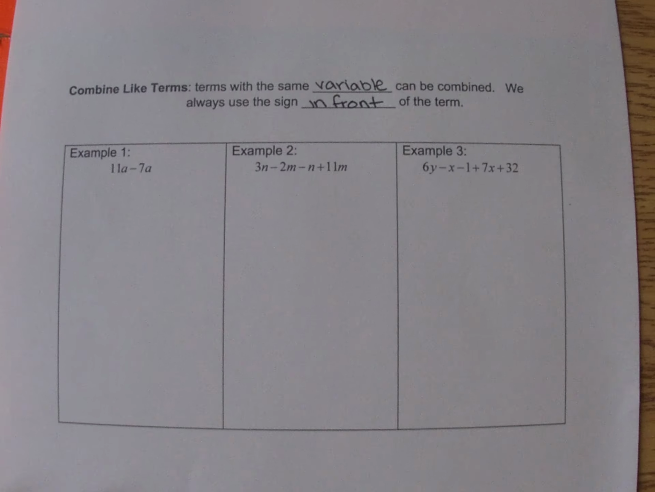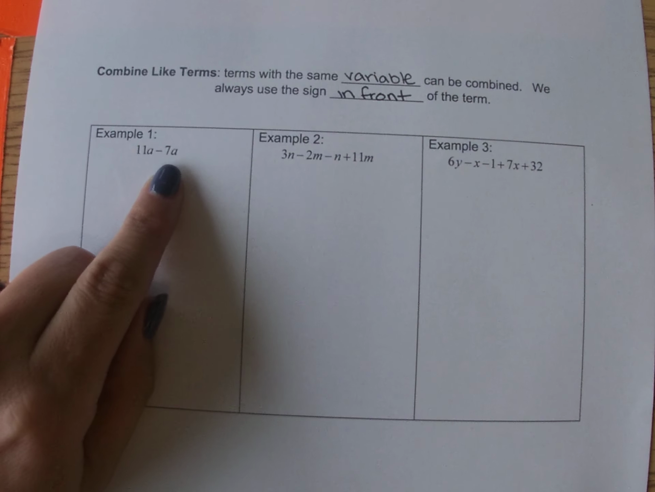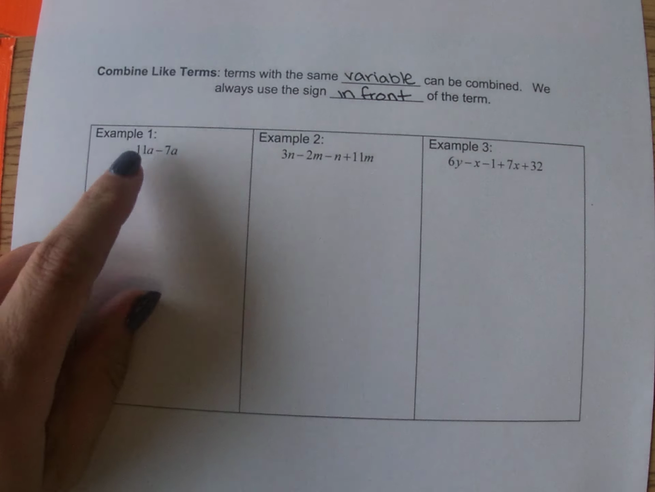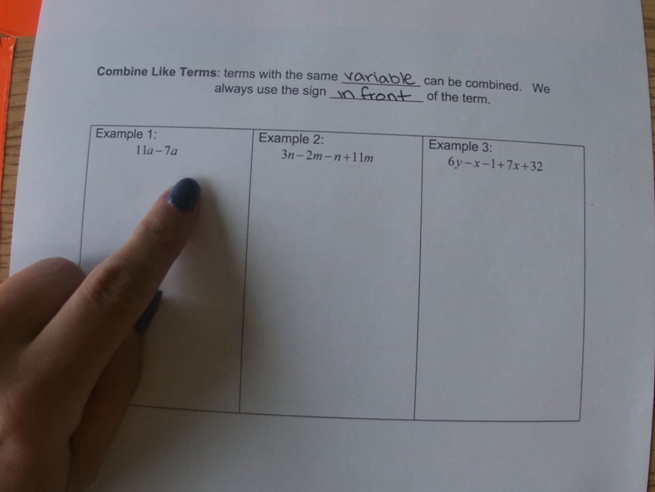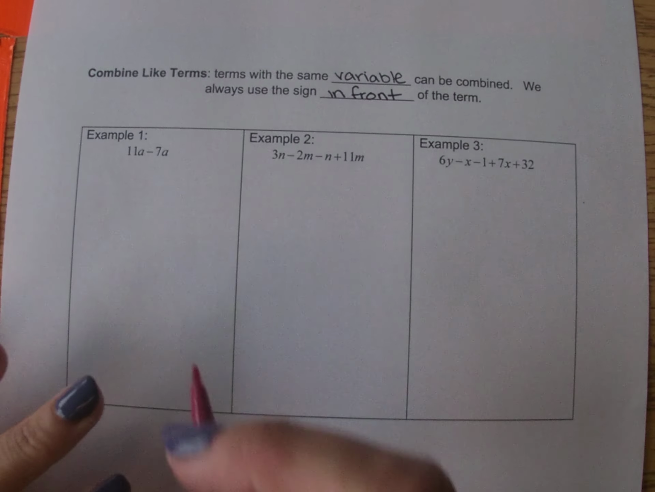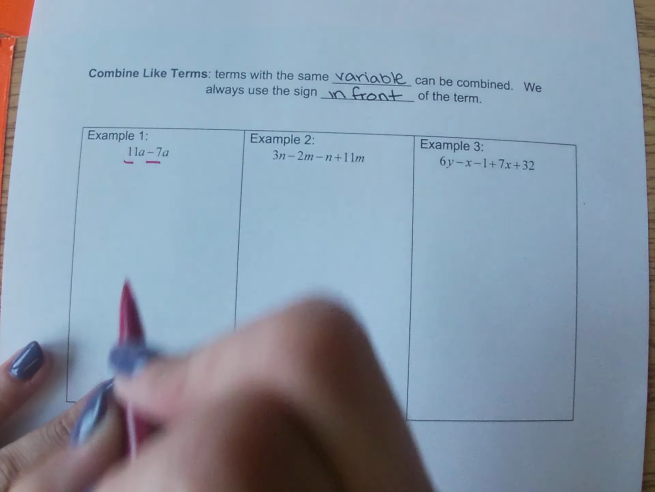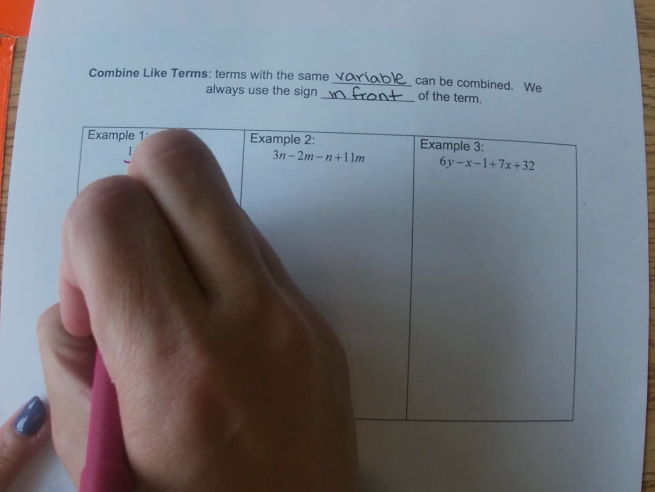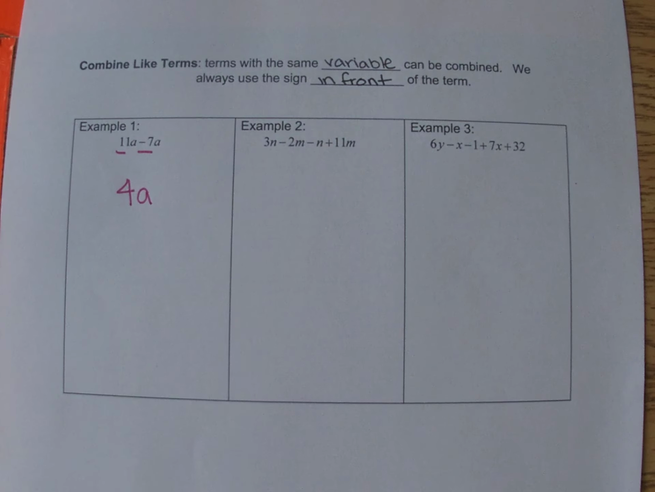So for example, if we look at 11a minus 7a, I would say that this is not simplified because I have two things that have the same letter, and things with the same letter can be combined. I do that by just performing the operation of the numbers. So I'm going to take 11 minus 7, which will give me 4, and that a just stays with it. So 11a minus 7a gives me 4a.